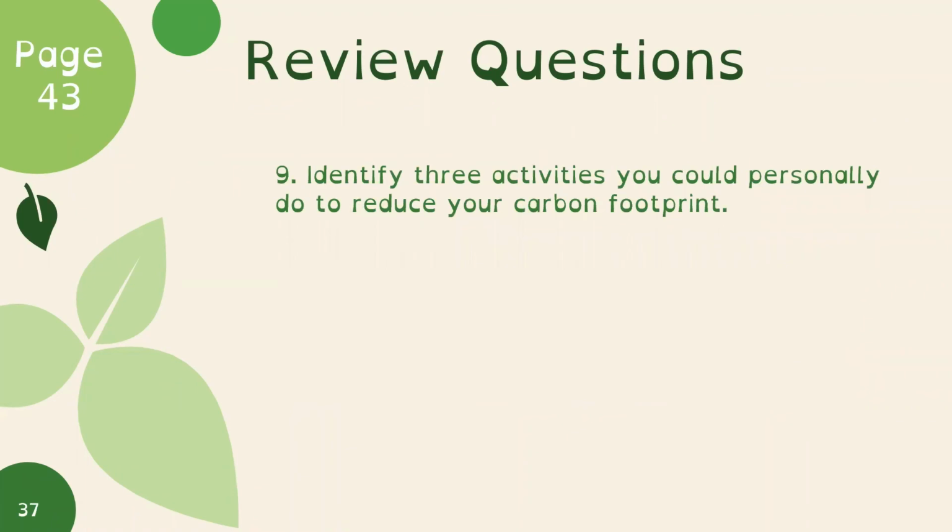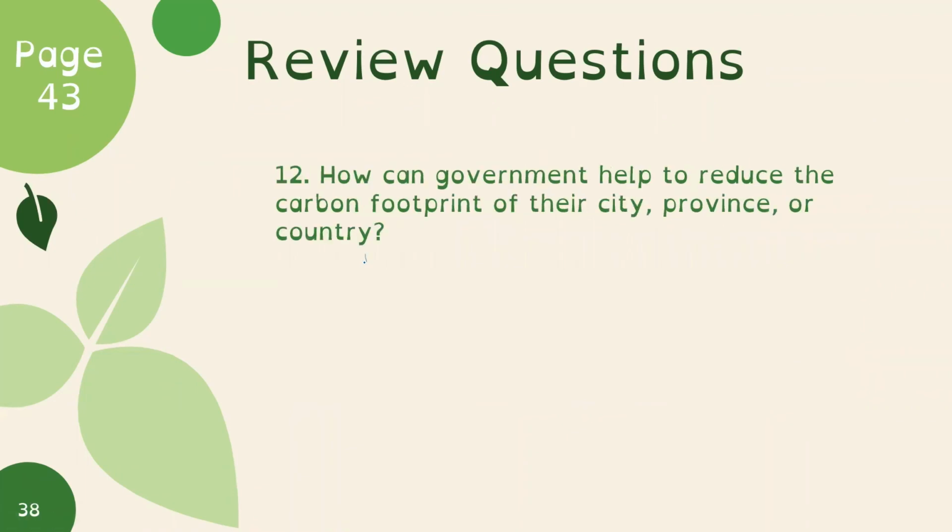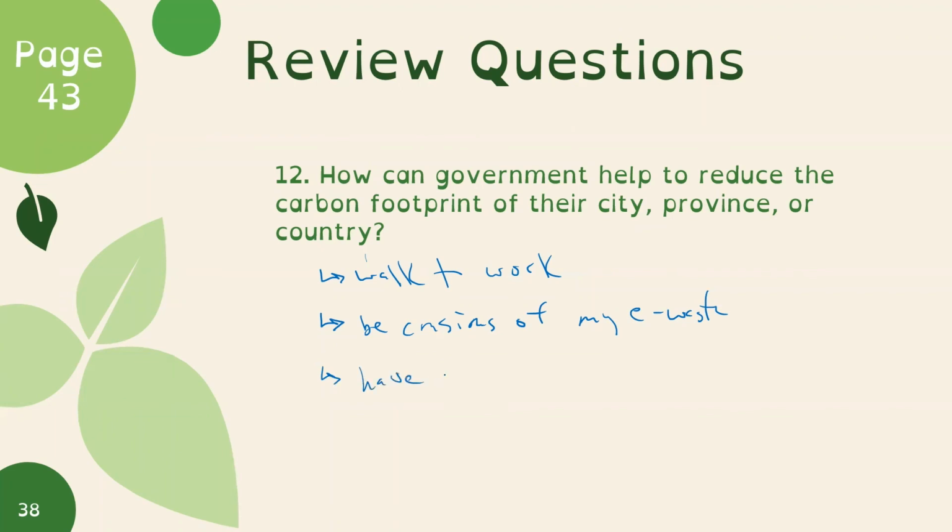Then identify three activities you could personally do to reduce your carbon footprint. So I could walk to work more often and not drive. I could be conscious of my e-waste, not upgrade my devices. And I could have one less child. We know that it makes sense. The more people populate, the bigger the global impact. It's like a ripple effect.